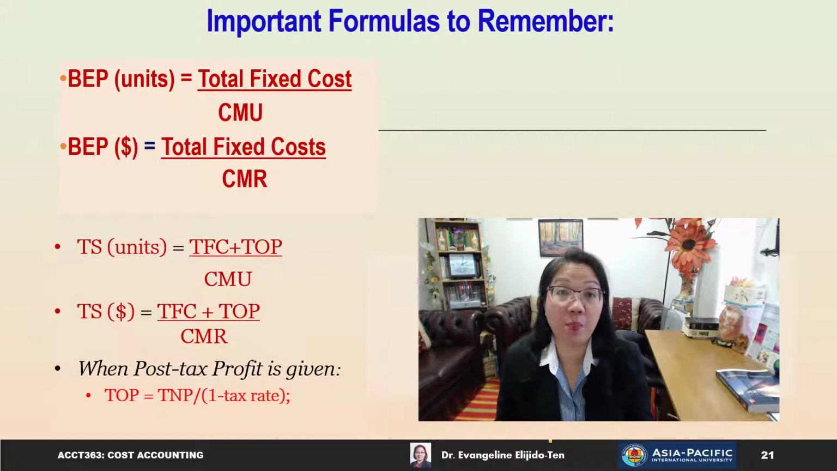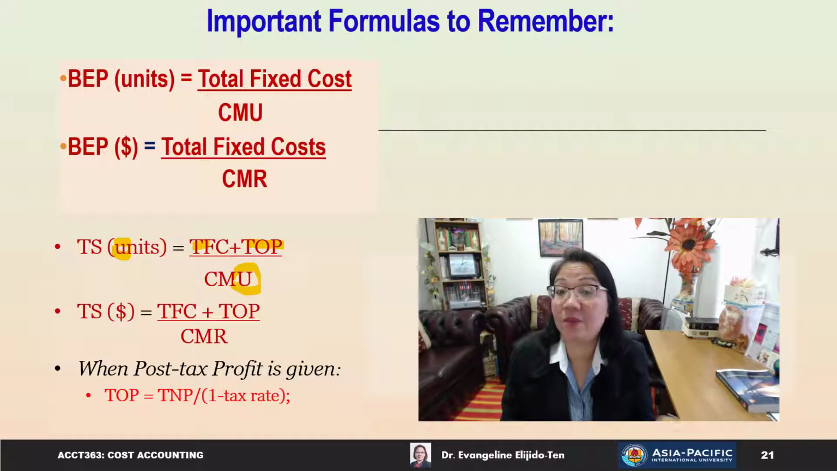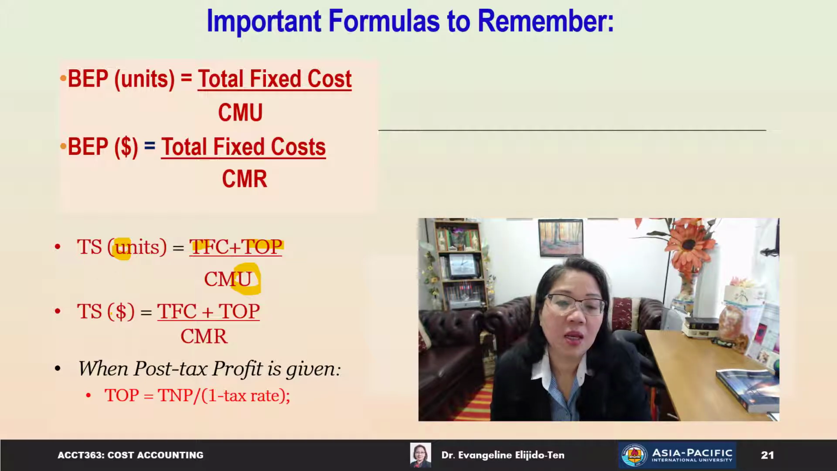If you want to earn profit, so targeted sales in units given a targeted operating profit, TOP, how do you calculate? So total fixed cost plus target operating profit divided by CMU. So as long as it's in units, we will divide it by CMU or UCM. They're the same. Contribution margin per unit, CMU or UCM, unit contribution margin. Targeted sales in dollars is simply your total fixed cost plus targeted operating profit divided by the CMR.